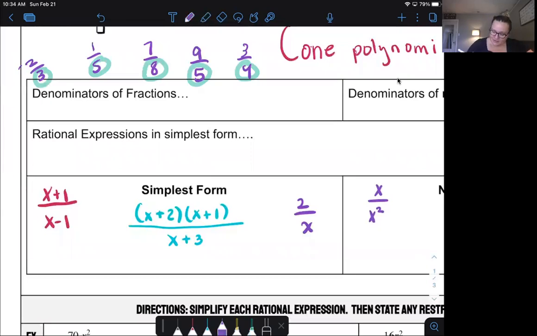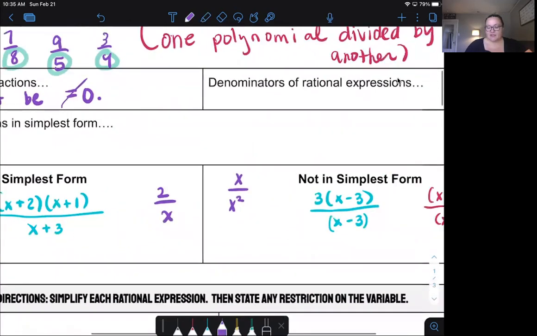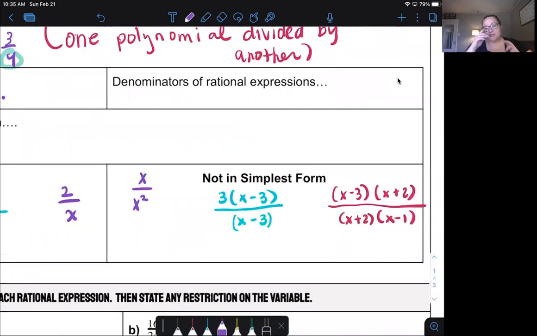So the denominator of a fraction cannot be equal to 0. That's not allowed. It can't be equal to 0. Same thing goes for a rational expression. The denominator is not allowed to be 0. It cannot equal 0. It's not allowed.